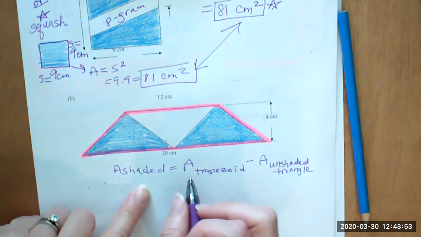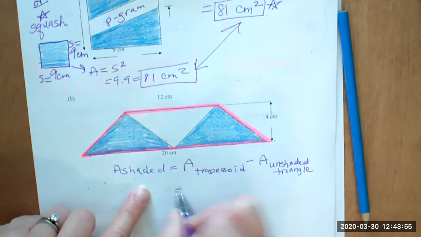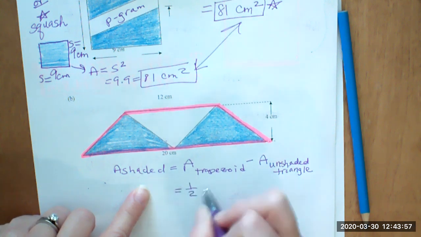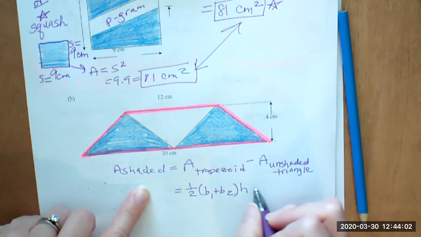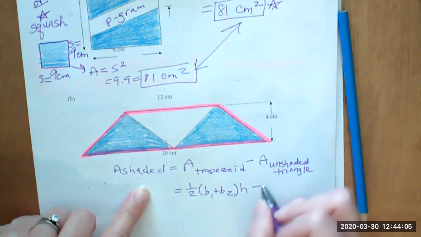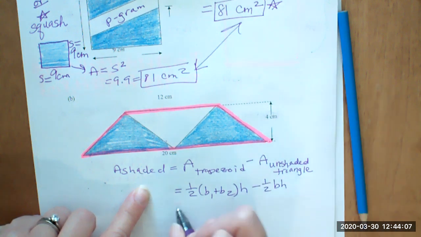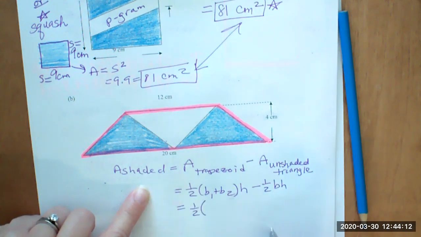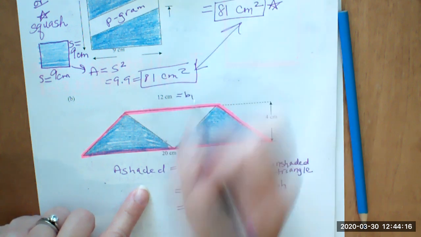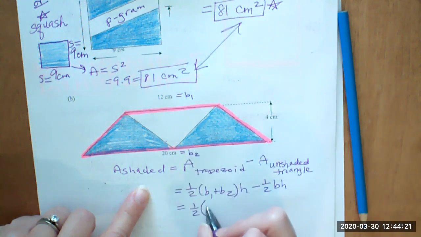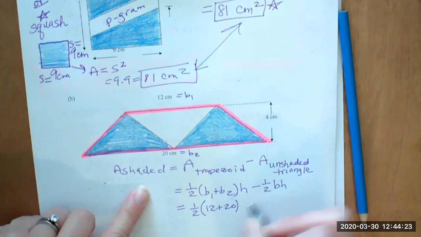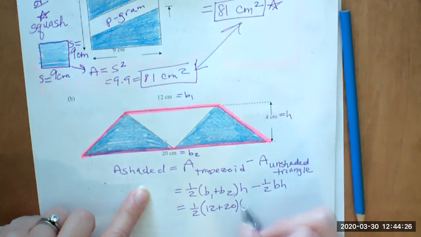So for the area of a trapezoid, we know that the formula we're going to use is 1/2 of base 1 plus base 2 times the height. And for the area of the unshaded triangle, we'll just do 1/2 of base times height. So we need to fill in the correct values here. For the trapezoid, we can call 12 base 1 and 20 base 2. So I'm going to say 1/2 of 12 plus 20. The height, of course, is over here at 4.